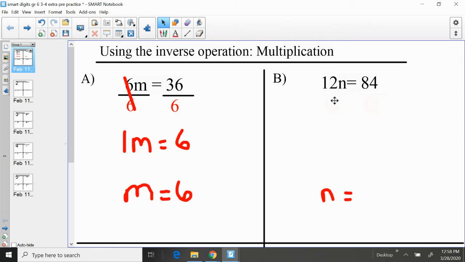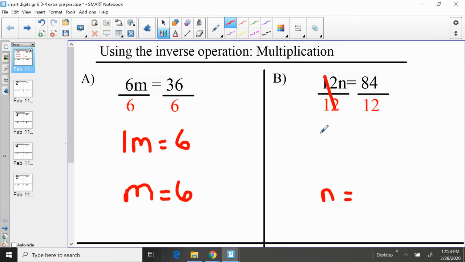So I'm going to get rid of the 12 by dividing. Divide one side, divide the other side. And just like over here, how the 6 and the 6 canceled, the 12 and the 12 are going to cancel. So I'm going to borrow this and go, hey, come over here. 12 divided by 12 cancels, and that becomes a 1.